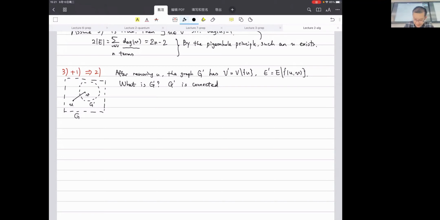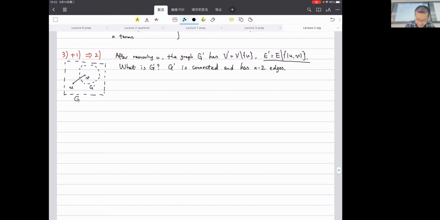So G prime is connected and has n-2 edges. This is just due to the fact that when we consider E prime here, we exactly delete one edge from the graph. If we know the graph originally has n-1 edges, then currently G prime has n-2 edges. This you can clearly see just by induction on n-1, then basically G prime does not have cycles.